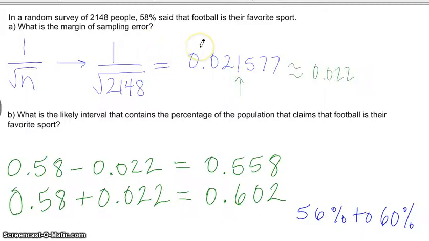You have a survey of 2,148 people who were surveyed. 58% said they like football. What was the margin of that sampling error? We square root that sample, and that is divided into 1, so it comes out to this decimal. We can round that. Then we take the outcome of the survey, they said 58% liked football. As a decimal, we subtract and add that sampling error. Here's our answer, and we can round that as well. So our margin of error is between 56% and 60%. So that's a margin of error.